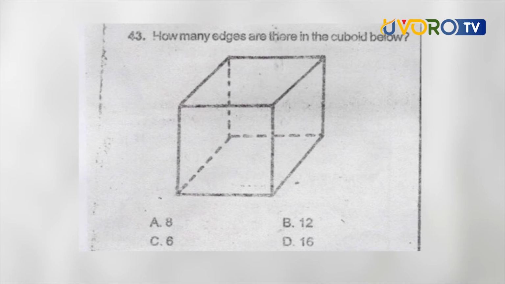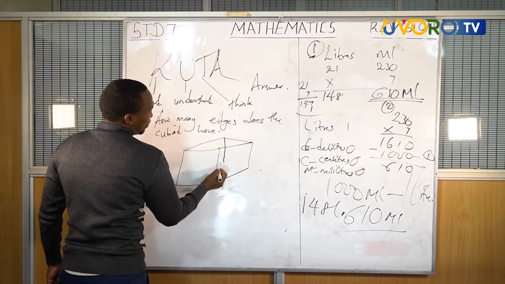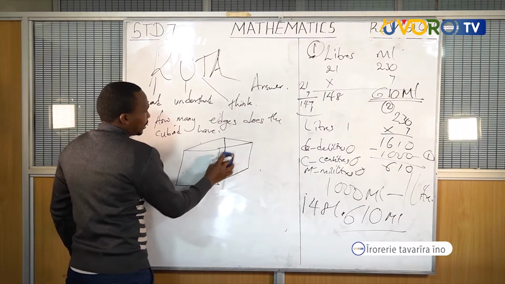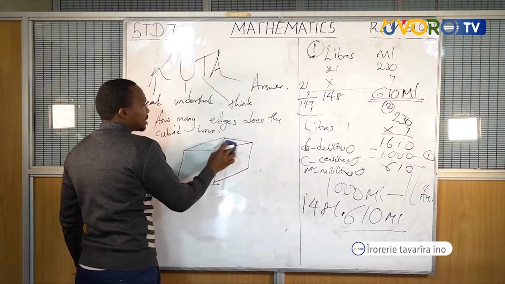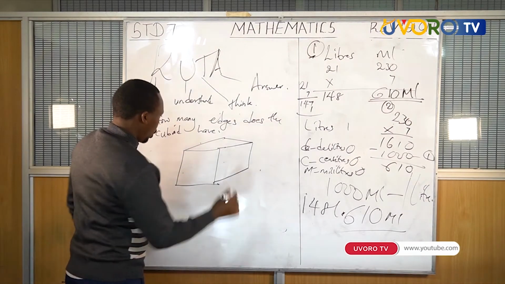How many edges does the cuboid have? I want you to know this, Class 7. You see, for you to get mathematics correct, you need to be so accurate. You need to be so accurate. And you need to know this.